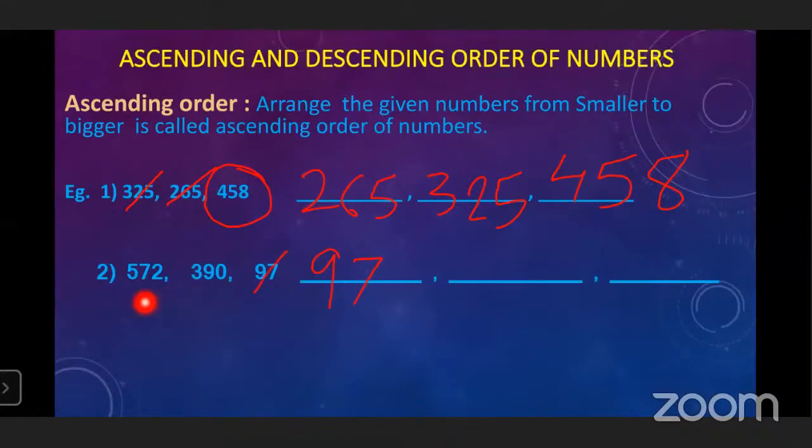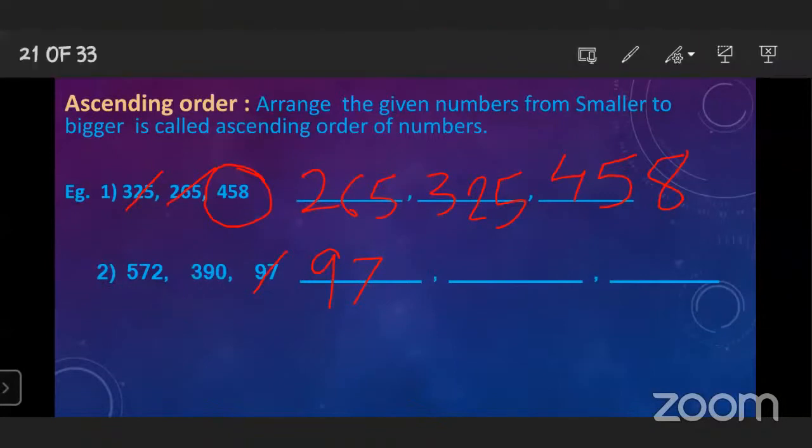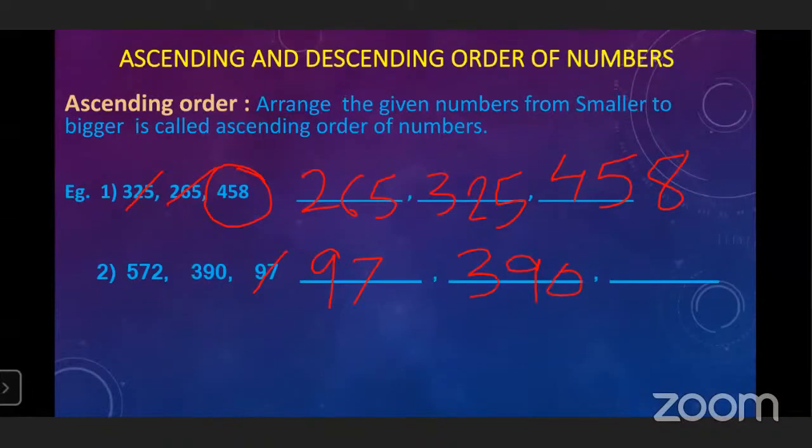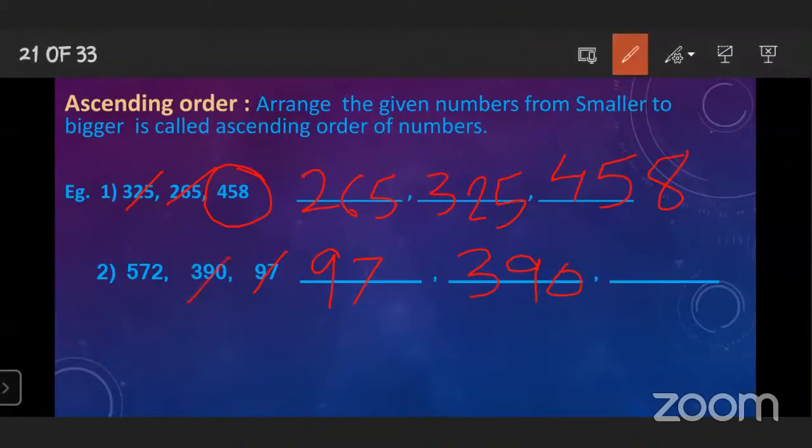After that, what you have to do, you have to compare only these two numbers, and from these two numbers, find out which number is smaller, because we are writing in ascending order. 390. Yes, very good. Ascending order means smaller to bigger. So you have to find out the smaller number from these. When you find out, the smaller number is 390. Very good. Okay. Now we wrote two numbers from these three numbers.